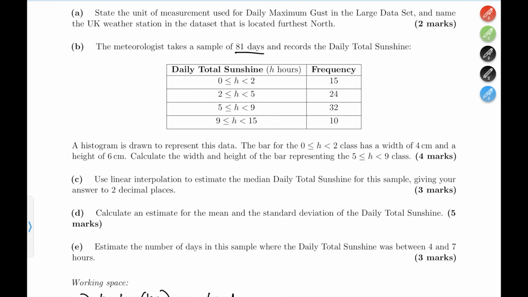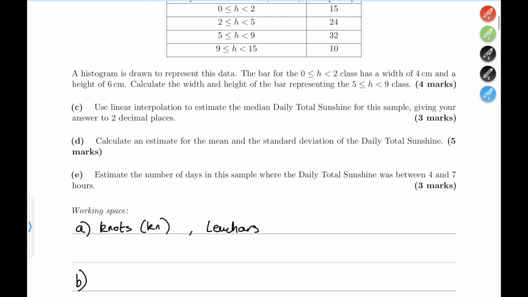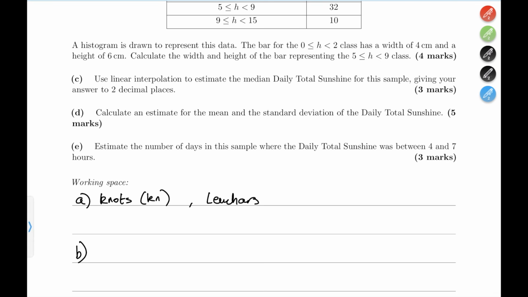So they take a sample of 81 days and record the daily total sunshine. And we've been given a histogram drawn to represent the data. The first bar has a width of 4 centimeters and a height of 6 centimeters. Calculate the width and the height of the bar representing the 5 to 9 class. So let's just break it down originally.